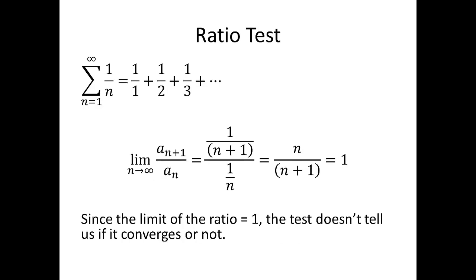Okay, what happens if we do the ratio test with this one that I told you didn't converge? Same thing. I've got the n plus first term over the nth term. I invert and multiply. And the limit of n over n plus 1 as n approaches infinity is just 1. So this was the situation I said where this test doesn't tell you whether or not it converges. So we need another test.